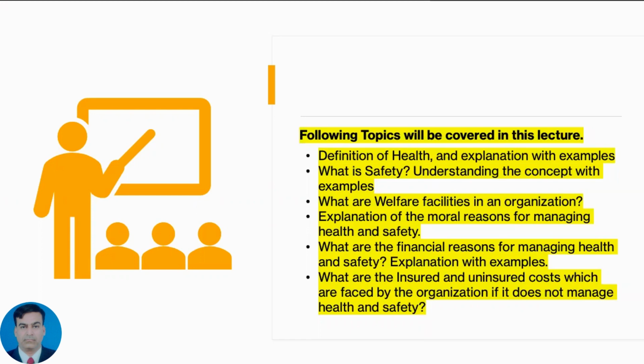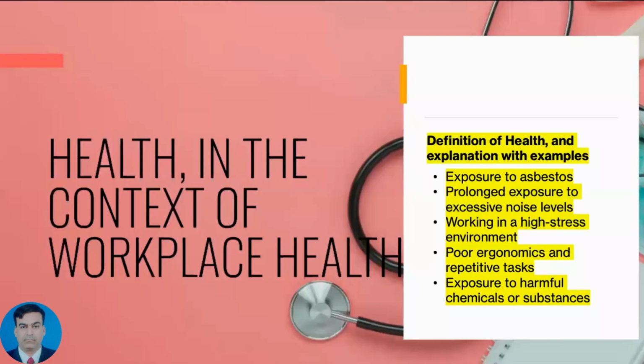Then we will discuss the explanation of the moral reasons for managing health and safety. Coming next, we will discuss the financial reasons for managing health and safety. We will explain with examples. Then we will discuss the insured and uninsured costs which are faced by the organization if it does not manage health and safety.